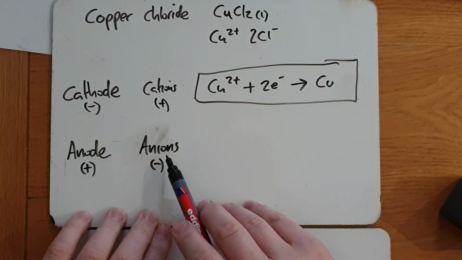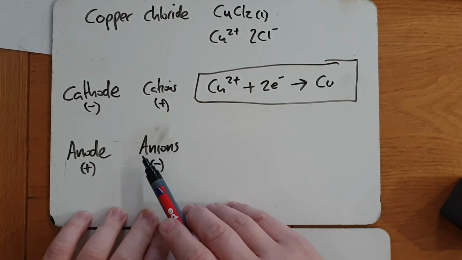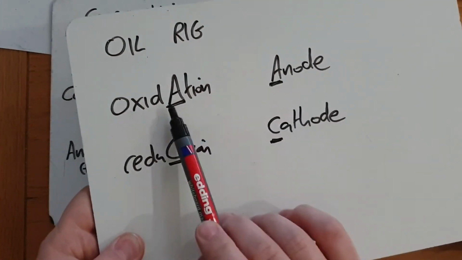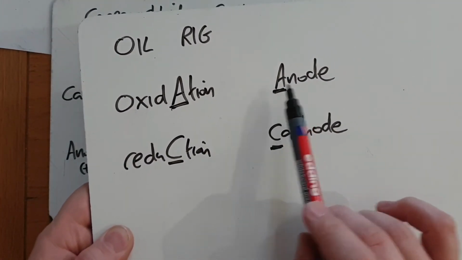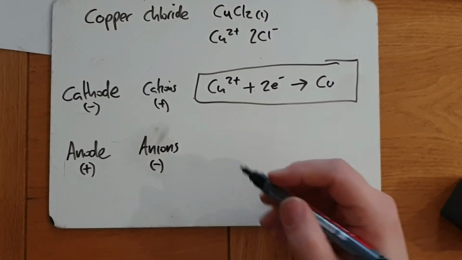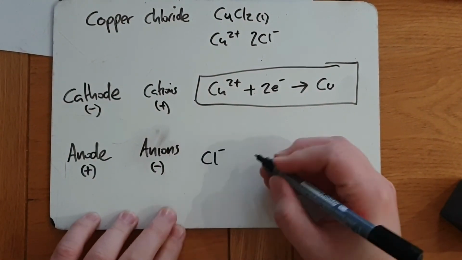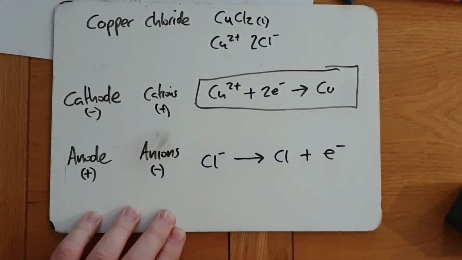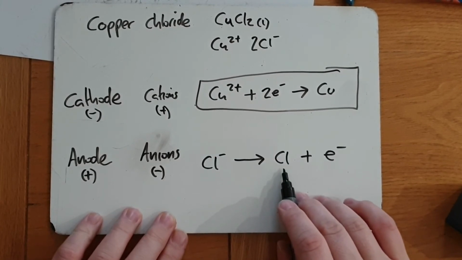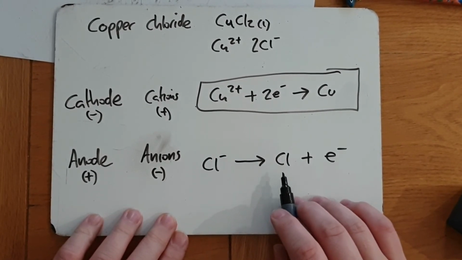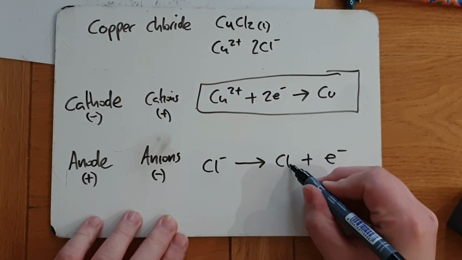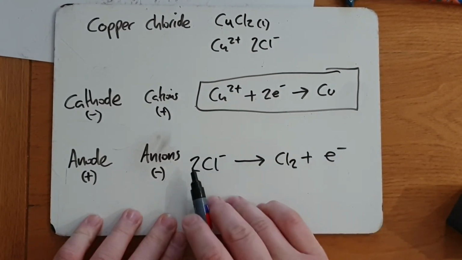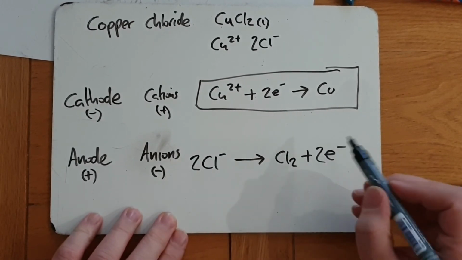So at the anode, it attracts anions, and if you remember, oxidation happens at the anode, and oxidation is loss of electrons. So we've got Cl minus, and it's going to lose electrons, so it turns into Cl and an electron. This is a non-metal. If you go back and look at the covalent bonding topics, non-metal, it's in group 7. It goes around in pairs. So if we've got 2 chlorines, it means we need 2 of those, which means we've got 2 minuses, which means we need to lose 2 electrons.